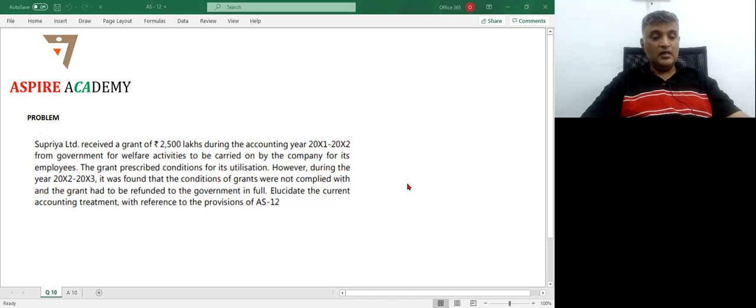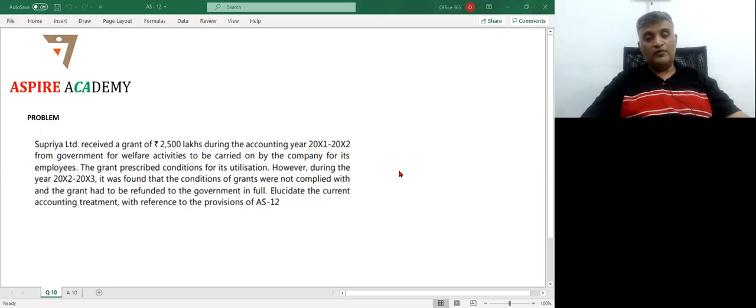Now, since this is a grant which is revenue in nature, when it gets refunded, number one, it becomes an extraordinary item in line with AS5. And then as per AS12, we need to apply the grant to any unamortized deferred credit remaining and surplus, if any, should be debited to the P&L account. Looks complicated, but very simple. We have done the same thing in the last problem also. Remember the last problem?